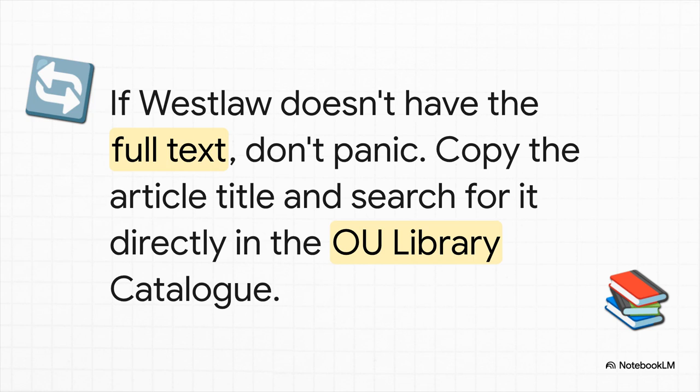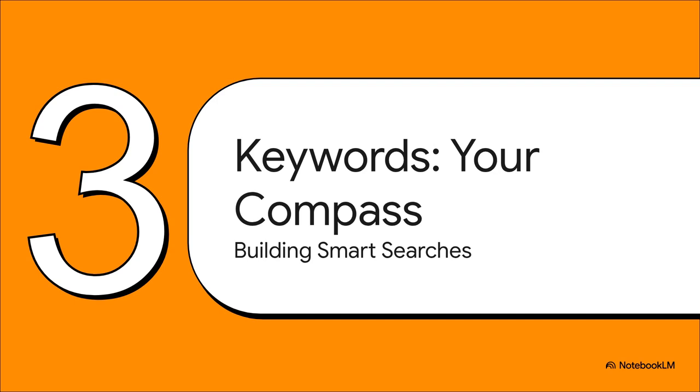First of all, don't panic. The backup plan is super easy. Just copy the article's title and then search for it directly in your main library catalog. It's pretty common for your library to have a subscription to that journal through a totally different service. Okay, now you know where to search. Let's talk about how to search.